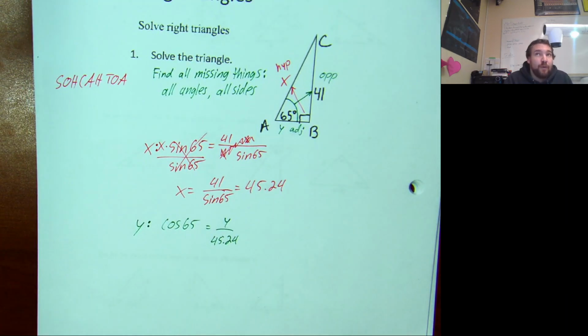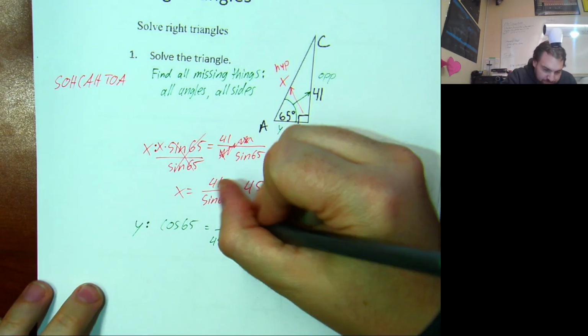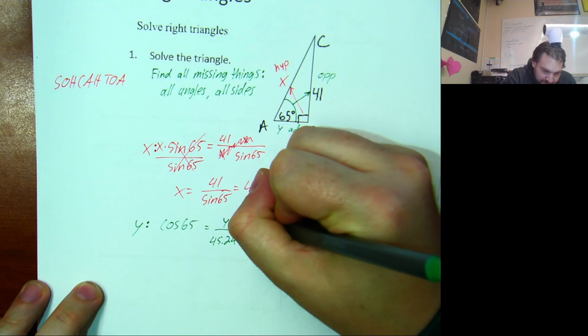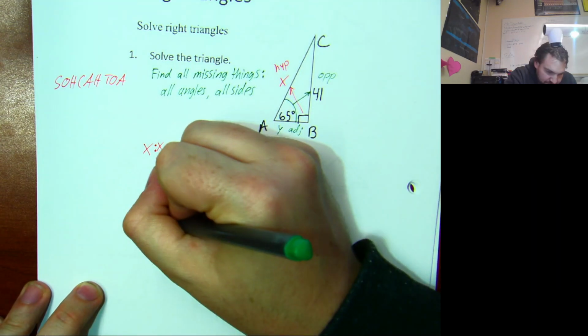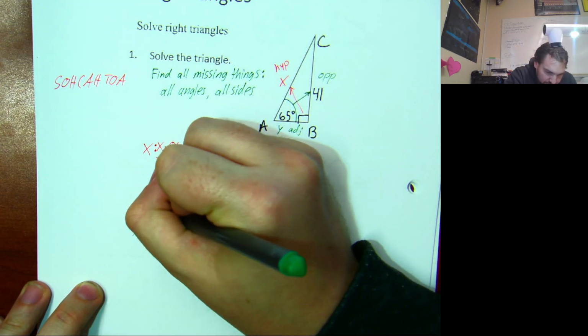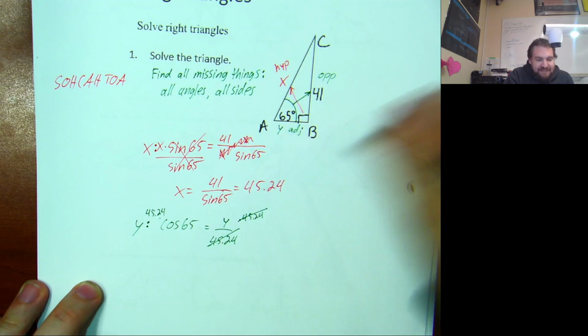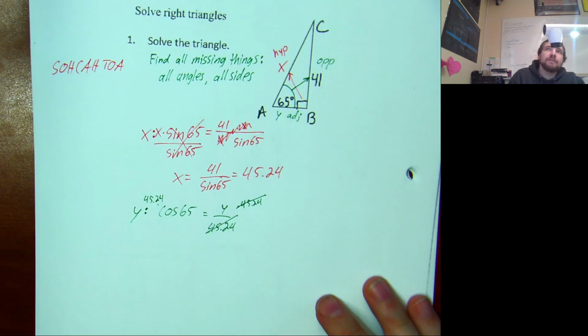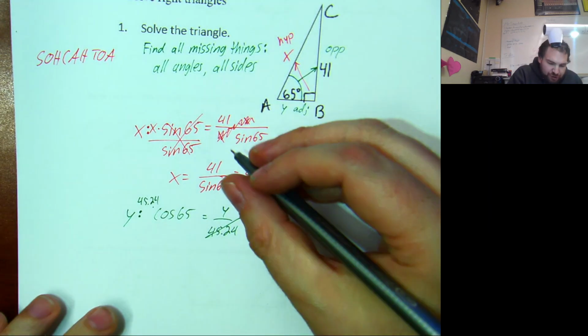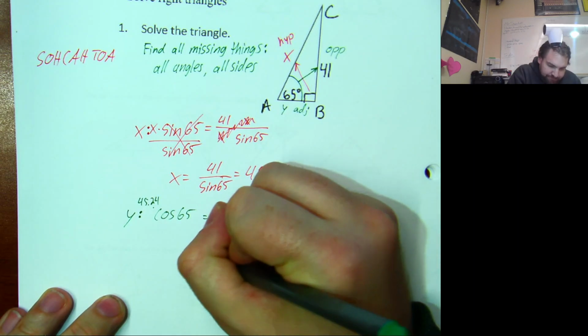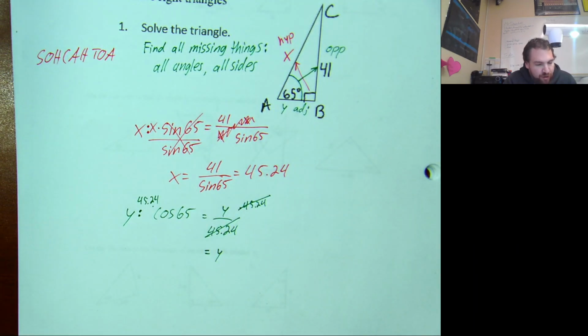Okay, now to solve for y, what do I do? Multiply by 45.24. Okay, multiply by 45.24 on both sides. So now I have y by itself. What's y going to equal? What's 45.24 times cos 65? 19.12.